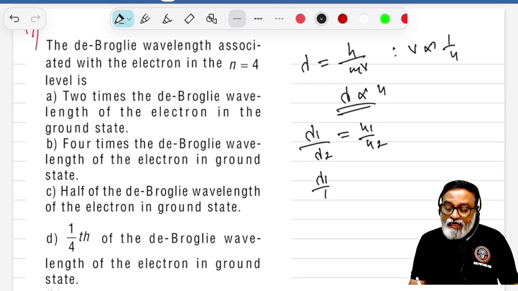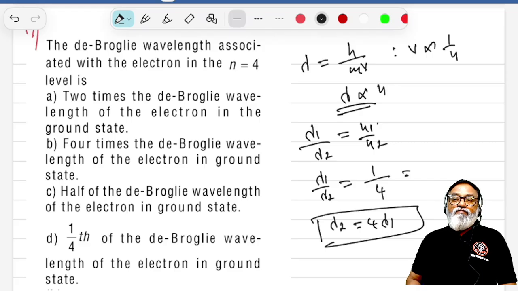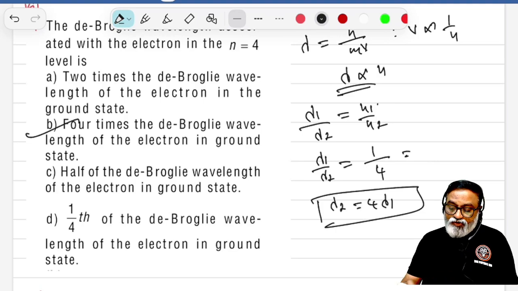Lambda 1 by lambda 2, n1 is ground level and n2 is equal to 4. That is 1 by 4. Lambda 2 is equal to 4 lambda 1. This is 4 times the de Broglie wavelength in ground level. Therefore, answer is 4 times the de Broglie wavelength of electron in ground state. Next one.